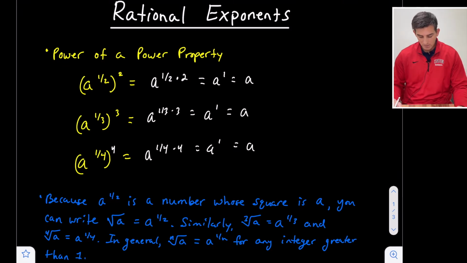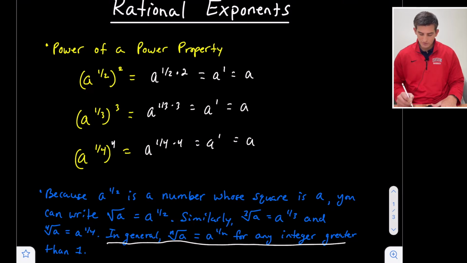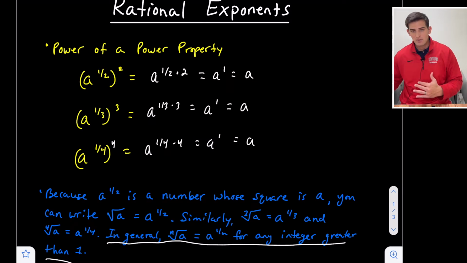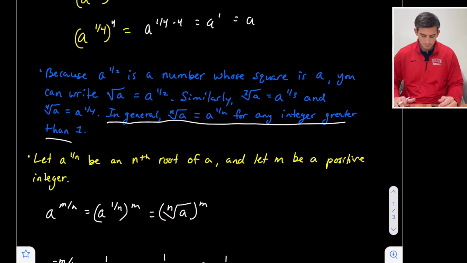Now let's look at what has happened here in blue. It says because a to the 1/2 power is a number whose square is a, you can write the square root of a as a to the 1/2. Similarly, the cube root of a is equal to a to the 1/3, and the fourth root of a is equal to a to the 1/4 power. So it gives us this general rule: the nth root of a is equal to a to the 1 over n for any integer n greater than 1. Basically, the square root of 9 is the same as 9 to the 1/2 power, and the cube root of 125 is the same as 125 to the 1/3 power. So we can go back and forth between a radical form and a rational exponent form.